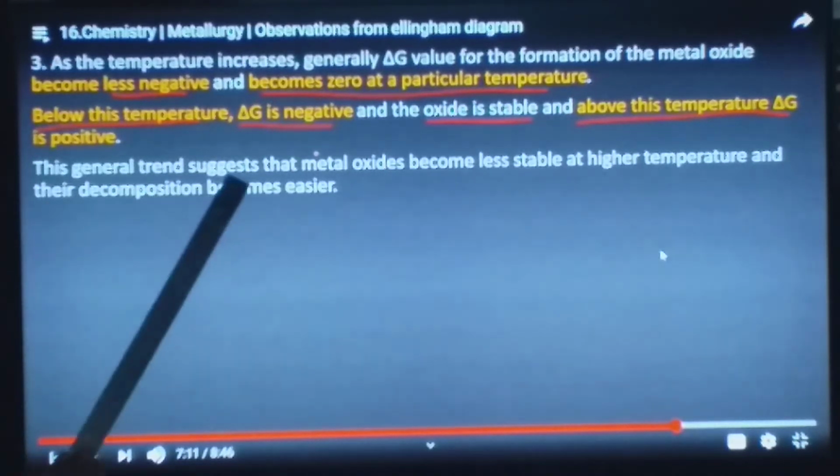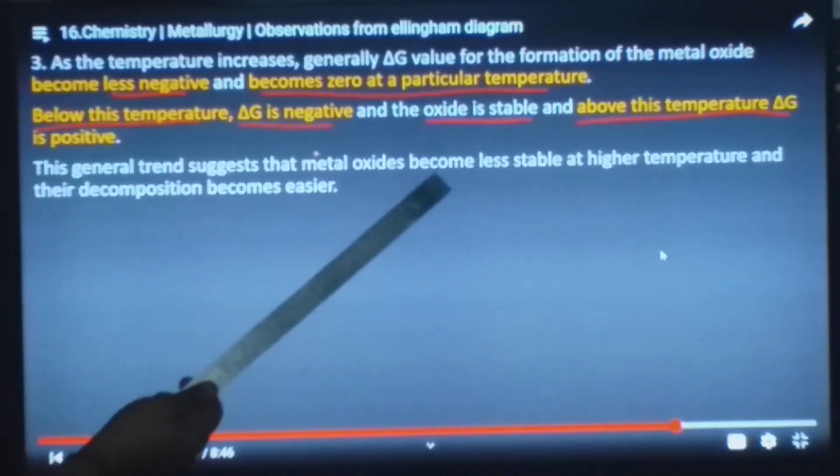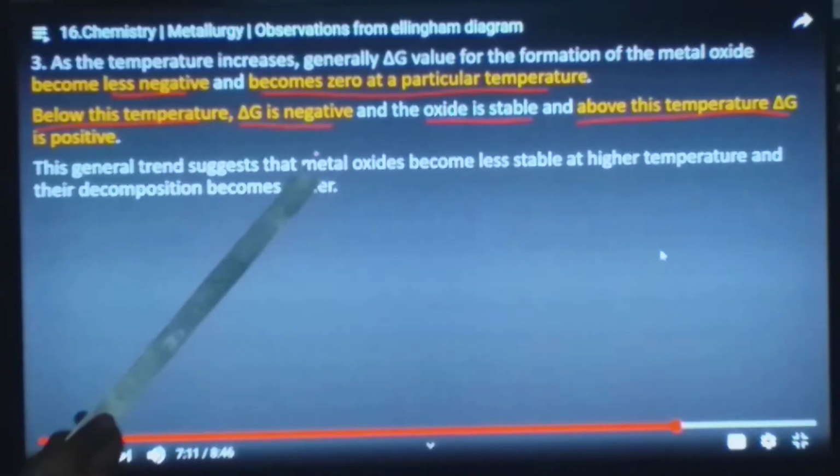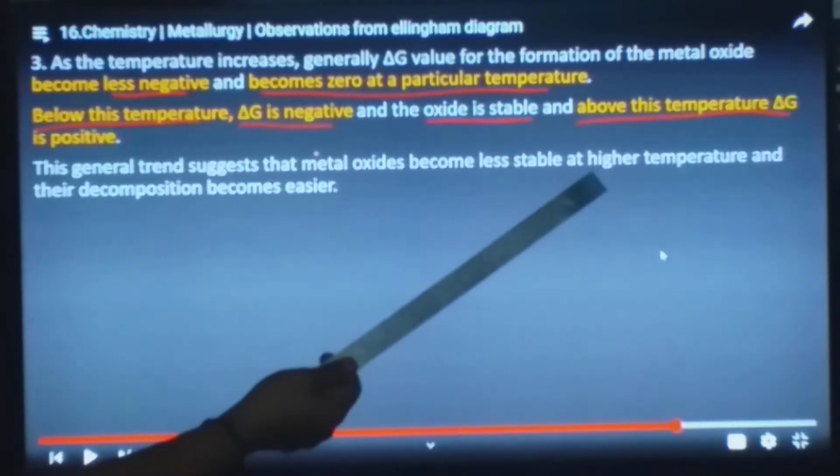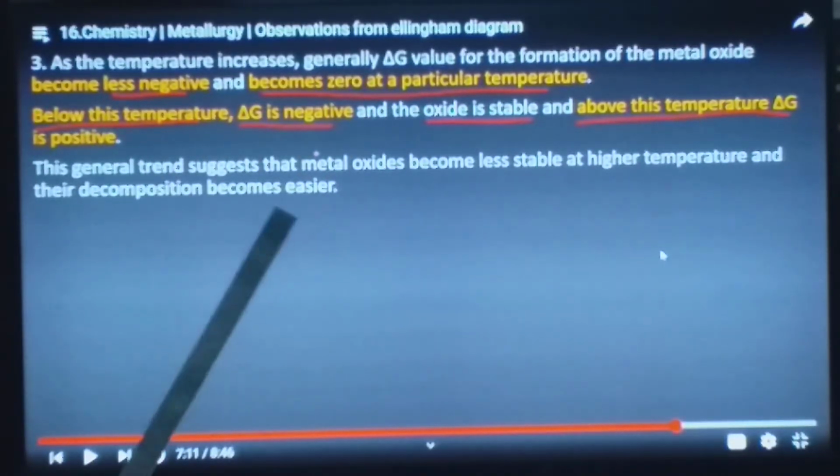This general trend suggests that metal oxides become less stable at a higher temperature. Underline this very important point. Metal oxides become less stable at higher temperature and the decomposition becomes easier.